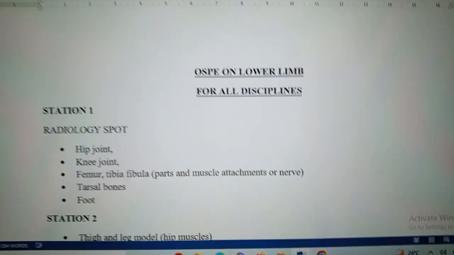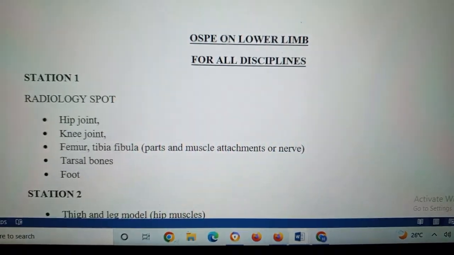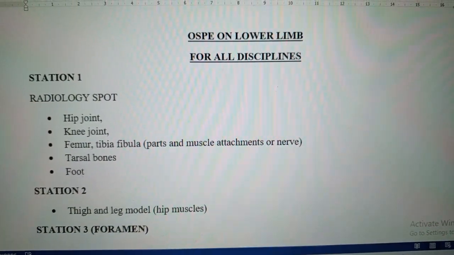Bismillahirrahmanirrahim. Today I am going to tell you a few important OSPEs on the lower limb, and it applies to all disciplines. Station number 1 can come to you for radiology.